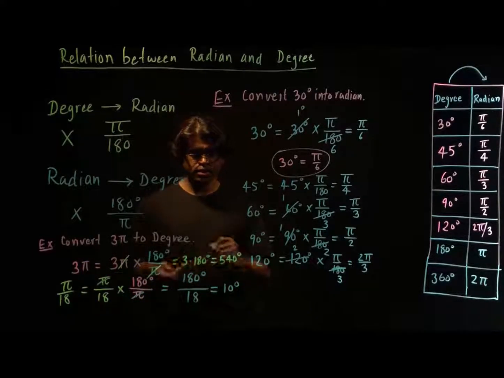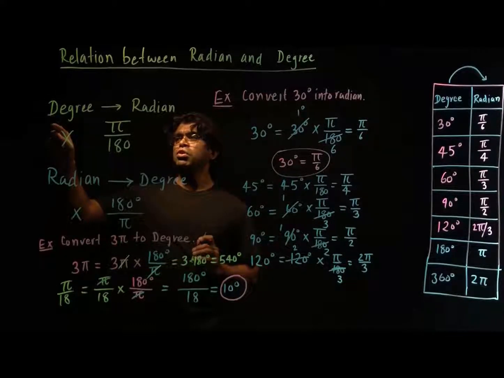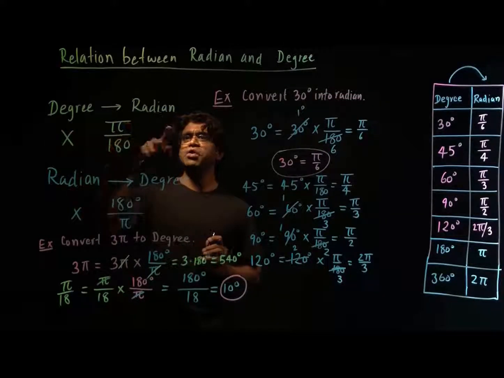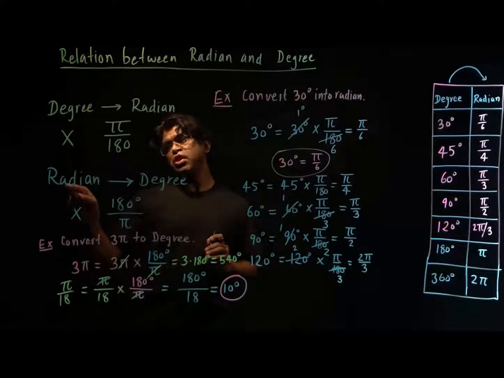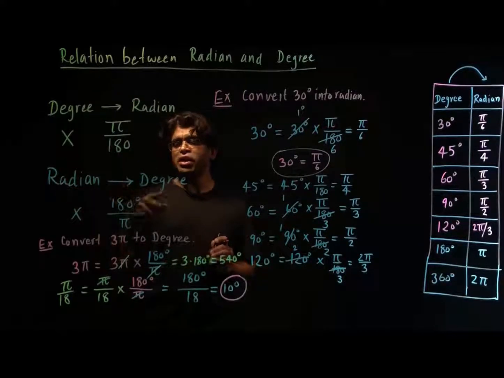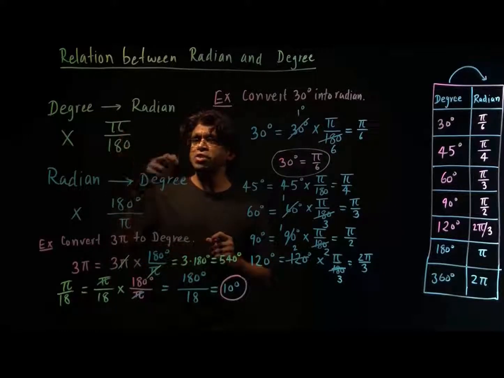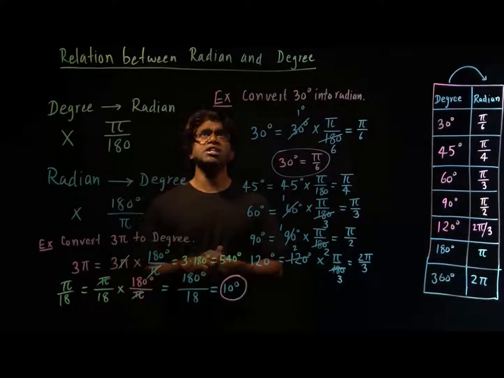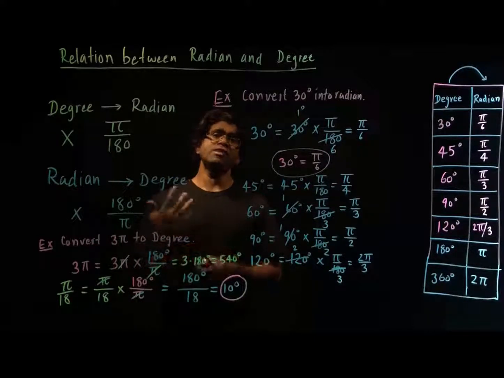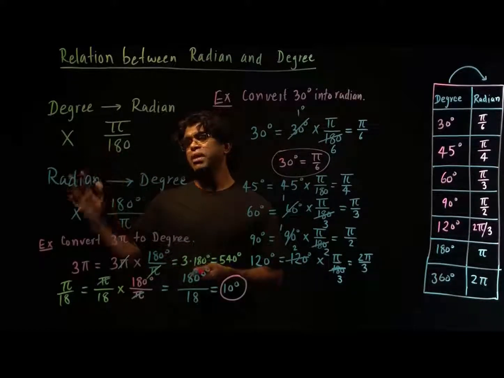So as you can see, if I follow my rule to convert from degree to radian by multiplying by pi over 180, and from radian to degree by multiplying by 180 degrees over pi, we can easily convert any angle from radian to degree and degree to radian. And this is how we can establish the relation between radian and degree, and also convert angles from degree to radian and from radian to degree.